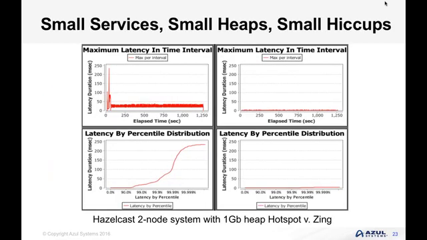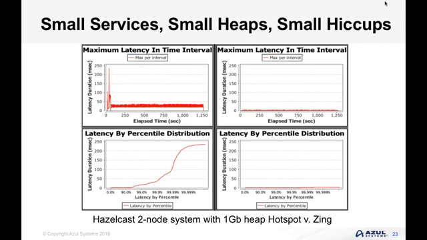Now, one of the things that people often say when we talk about Zing is, oh, you need much bigger heaps, because we support heaps which go all the way up to 2 terabytes. So that's 2 terabytes of heap space. People seem to think that because we support 2 terabytes of heap space, you need a bigger heap. And the reality is, no, you don't.